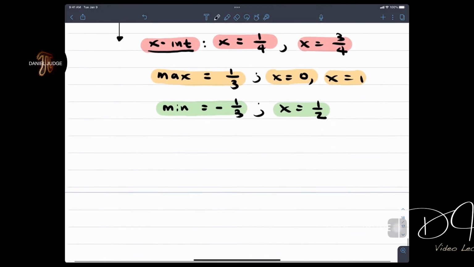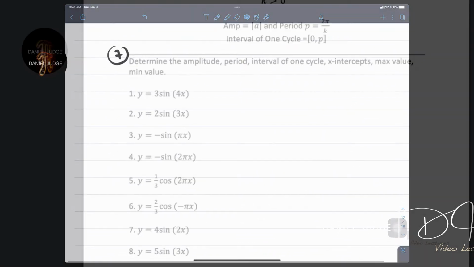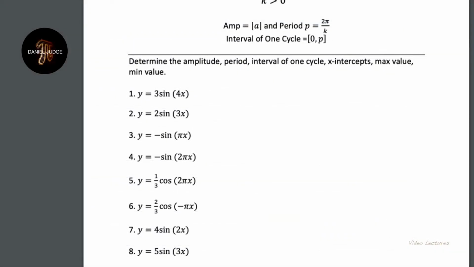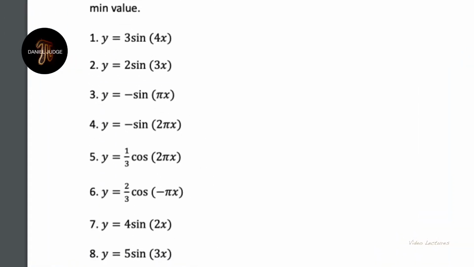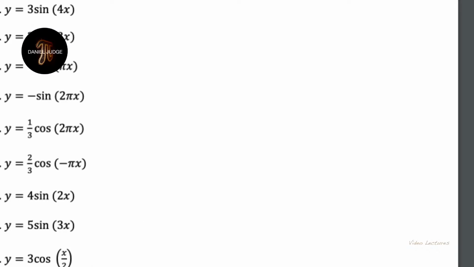Okay, that brings us to number 7. All right, number 7, ladies and gentlemen. Let's try number 7. I'm going to bring that all the way down here, and I'm going to look back. Number 7, we have, where are you, number 7? Y is 4 sine 2x. There you go. I think now I fixed it. Y is 4 sine 2x.